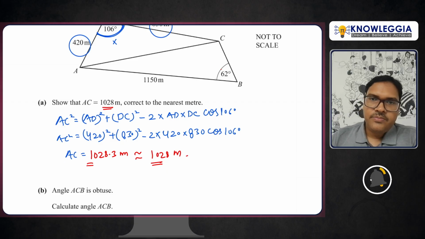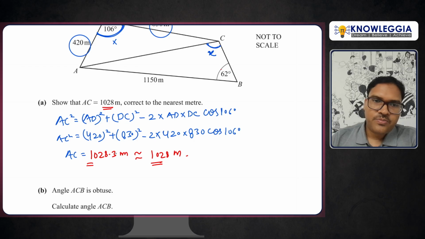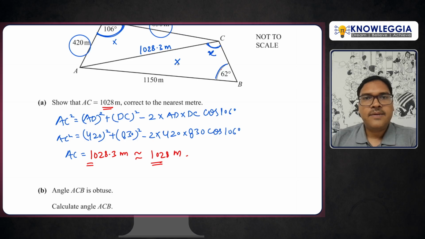Angle ACB is obtuse. That is, this angle is obtuse. Let's say this is X. We have to calculate ACB. In the first part, we calculated this as 1028.3 meters. Now they're asking you to find this angle. In this triangle, you can clearly see we know this side and the angle opposite to it, and we have to find this angle. So I can easily apply the sine rule.